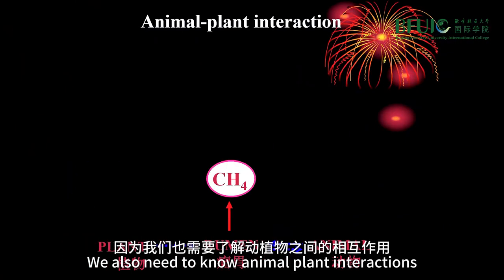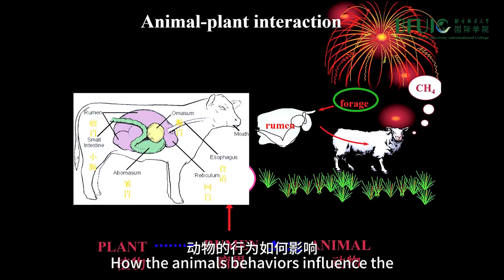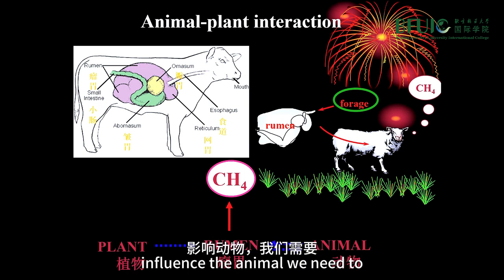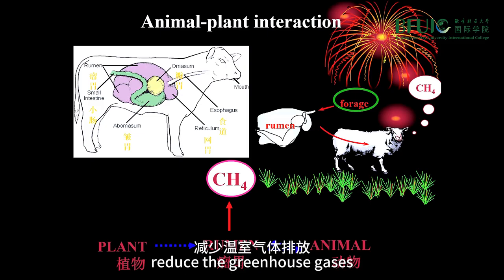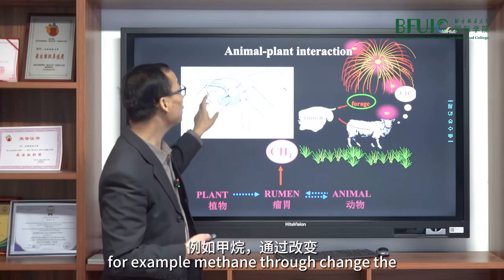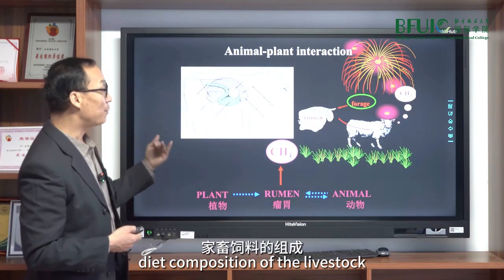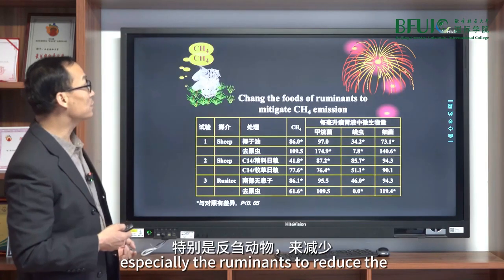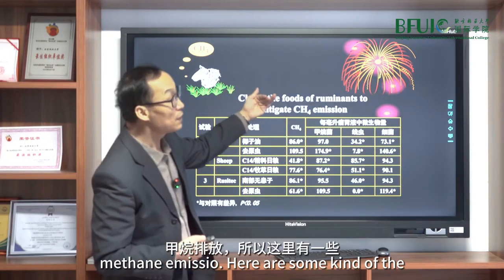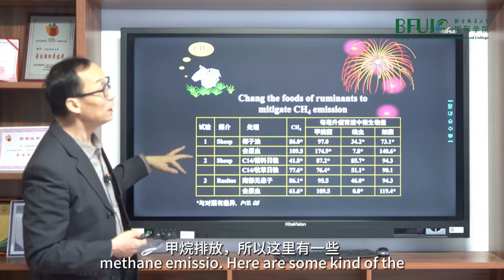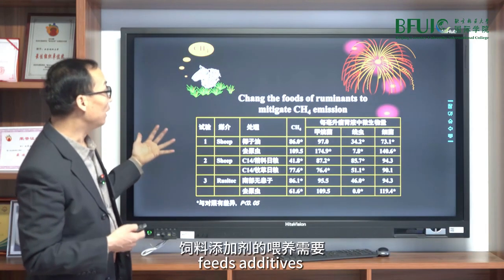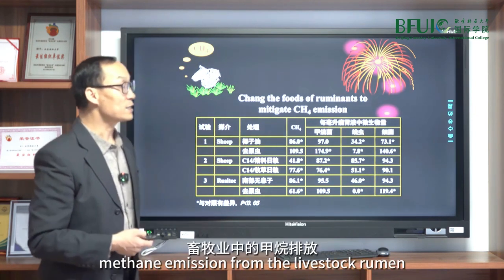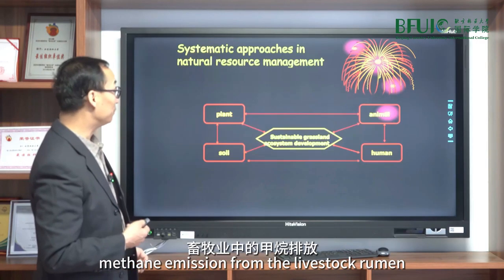Of course, we also need to know animal-plant interactions, how the animals' behaviors influence the plants, how the plants influence the animals. We need to reduce greenhouse gases, for example methane, by changing the diet composition of the livestock, especially the ruminants, to reduce methane emission. So here are some feeds and feeding additives that can be used to reduce the methane emission from the livestock rumen.